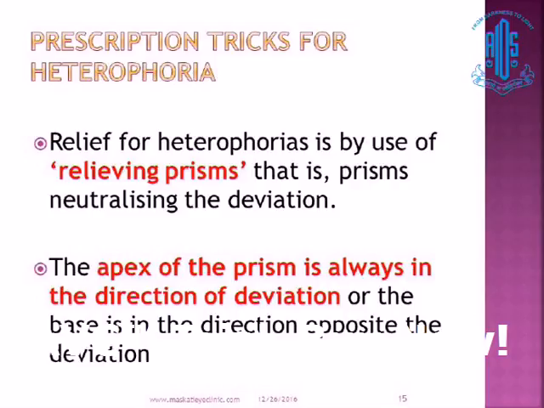If the patient has heterophoria, you give what are called relieving prisms, that means helping prisms, which neutralize the deviation. The apex of the prism is always in the direction of the deviation, or the base is on the opposite side. As I said, if it's an exophoria, the eye is pointing outwards, therefore you will give prisms which are base in or apex out. So in exophoria, the eye is going out, the apex of the prism will also be out, or base in. That is how you remember this. It's very simple. The base is to be in the opposite direction.